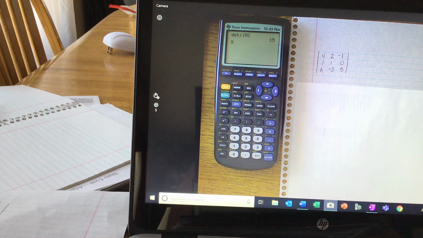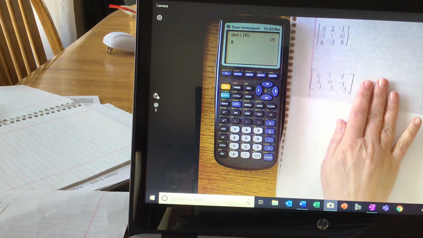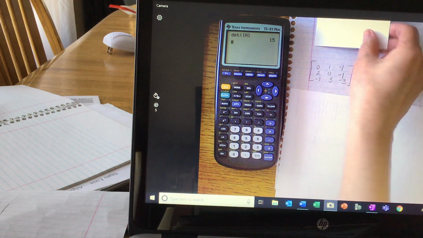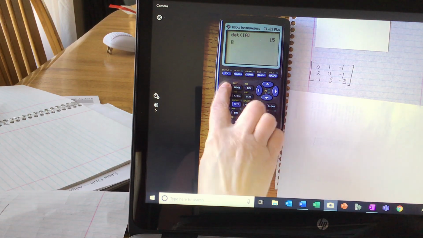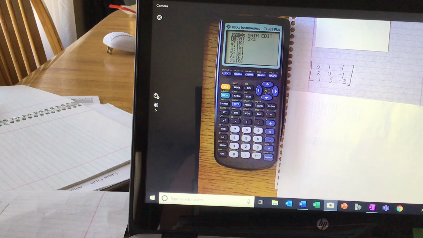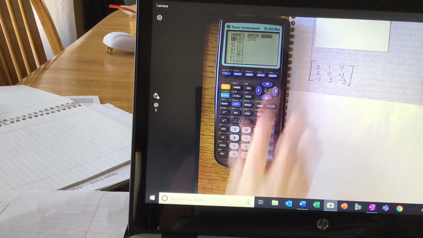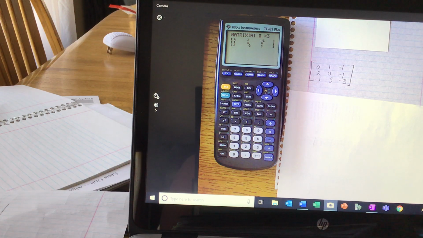Now the next thing we did was find the inverse of a 3x3, and you can only find inverses of square matrices. So this was our matrix. So again, we need to put it in. So we're going to edit. So go to matrix, second, x to the negative 1, and we need to edit. And again, we have a 3x3, so 3, enter, 3, enter.